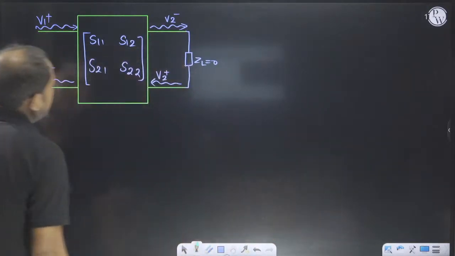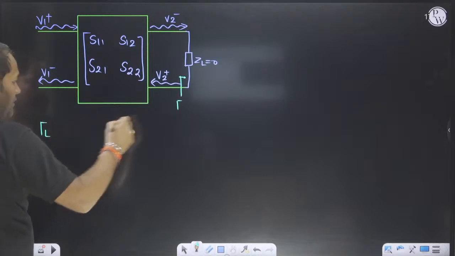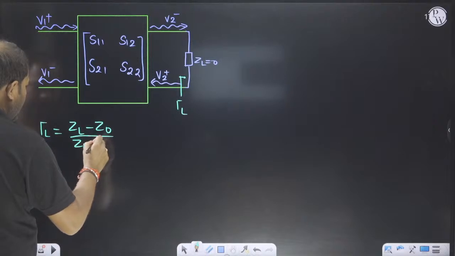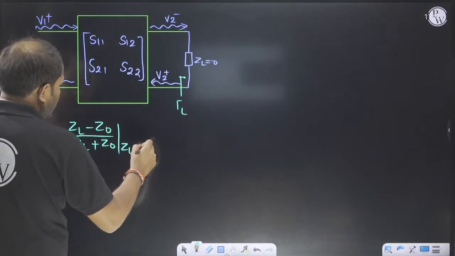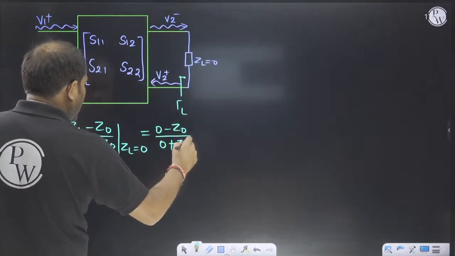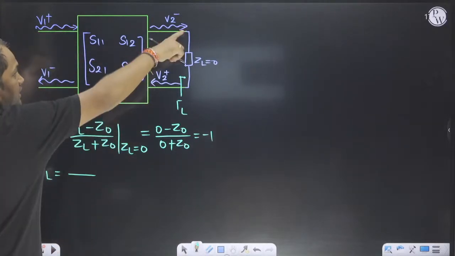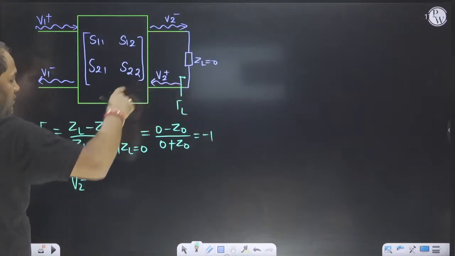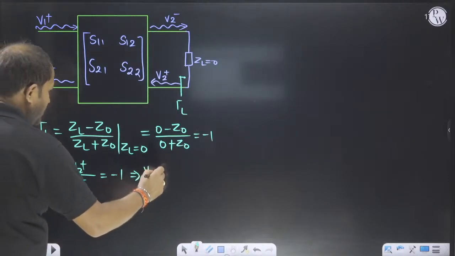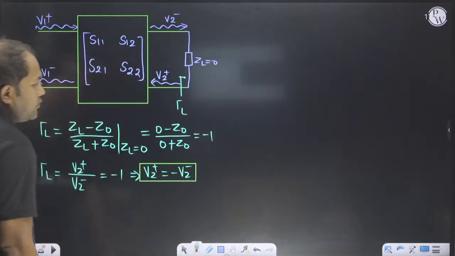First of all, we will calculate the reflection coefficient here. So gamma L will be equal to (ZL minus Z0) upon (ZL plus Z0), and ZL is 0. So we can say that gamma L will be equal to minus 1. So gamma L we have calculated, and gamma L has incident voltage V2 minus and reflected voltage V2 plus, which is equal to minus 1. So we can say that V2 plus is equal to minus times V2 minus. So this is the first relation which we got.